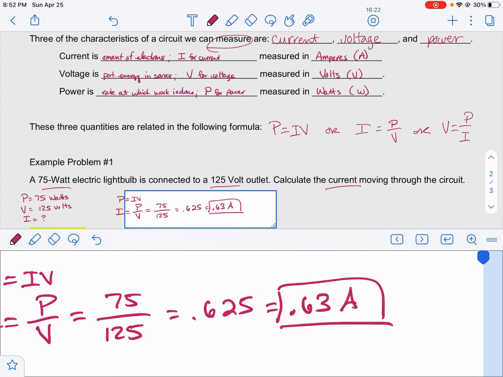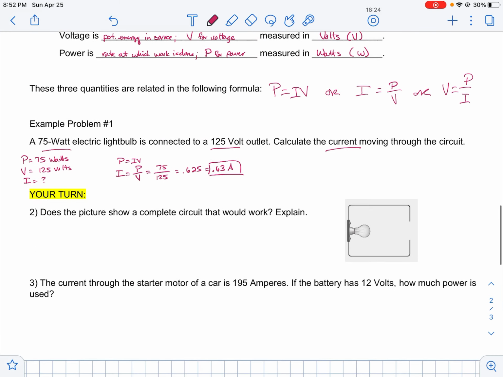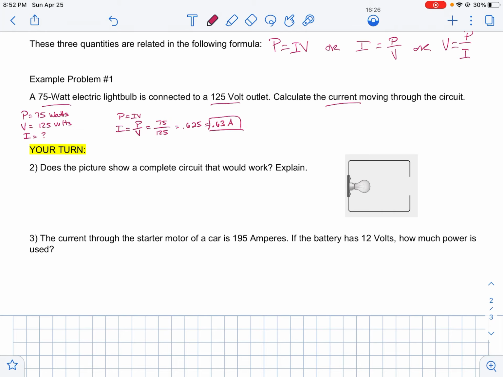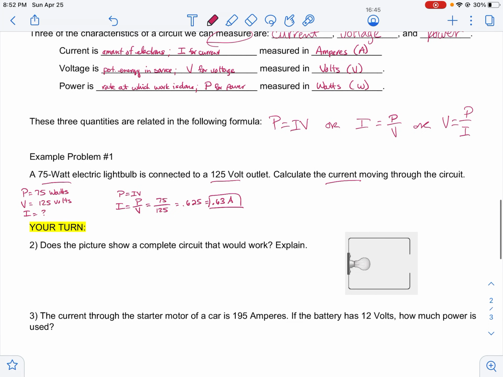Okay? So, for your turn, there are 2 questions here. Does the picture show a complete circuit that would work? Please explain your answer. And then there is a problem for you to calculate. As always, please write down any questions that you have about the notes, and we will talk about them in class next time. So, thank you very much, and I will see you soon.